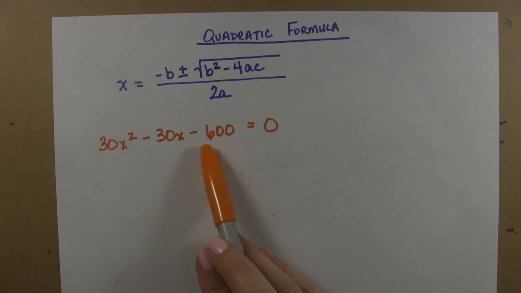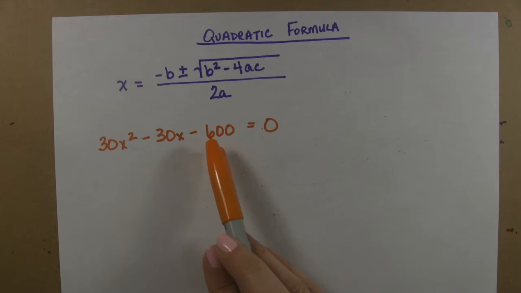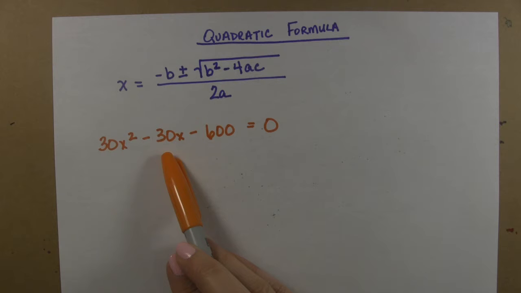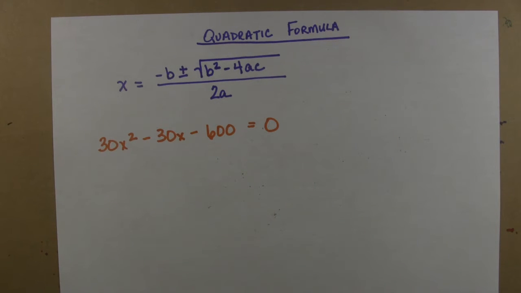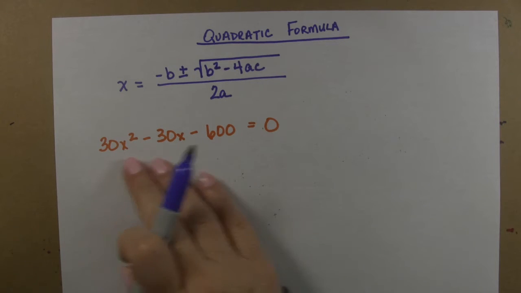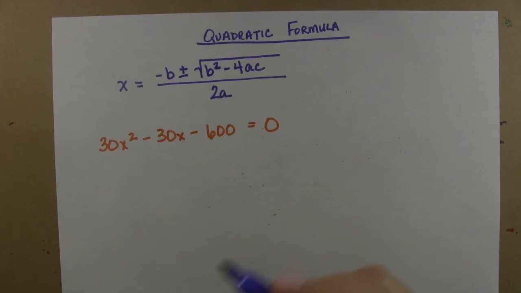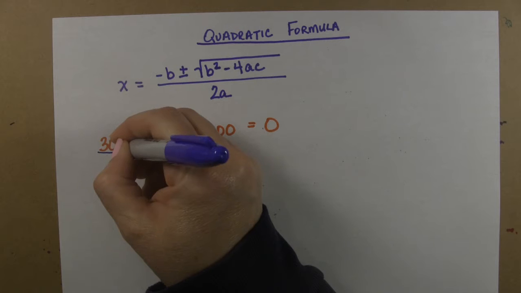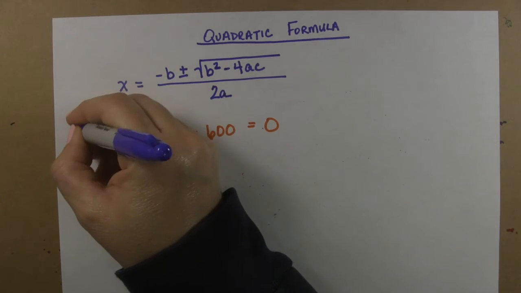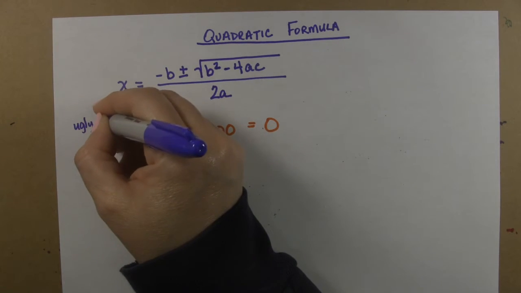But I bet that if I asked you to think of two numbers that multiply together to make negative 600 and add together to make negative 30, we would be sitting here for a very, very, very long time. One of the ways that you know that this is going to be a difficult equation is that the numbers are so big. Another way that you know is that this right here is what I call an ugly coefficient.